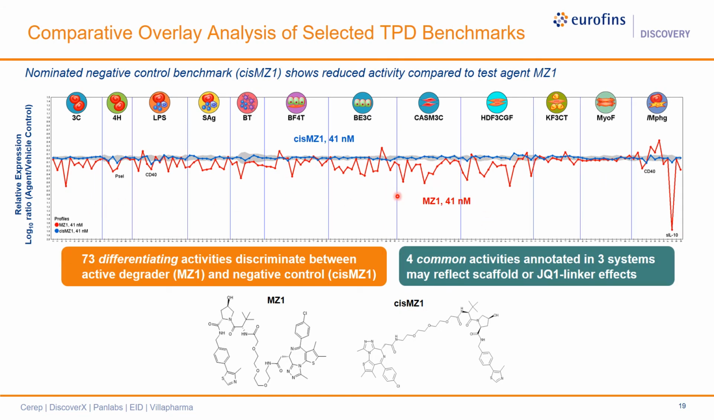A comparison of the profiles for MZ1 at 41 nanomolar and an equimolar concentration of a selected benchmark, cis-MZ1, revealed a total of 73 differentiating activities, consistent with the effects of an active targeted protein degrader, MZ1, that are not seen with the negative control cis-MZ1. However, 4 common activities were identified, as annotated on this plot.